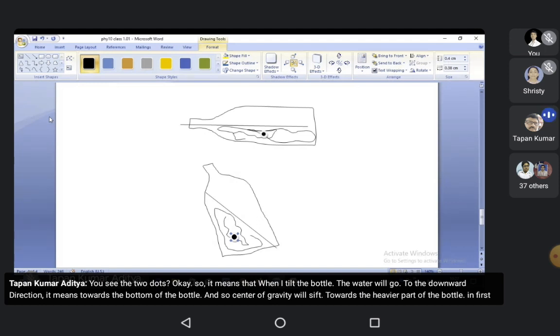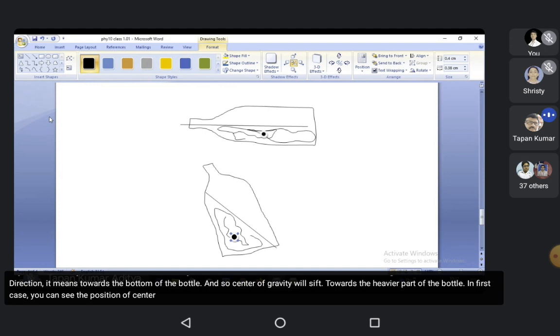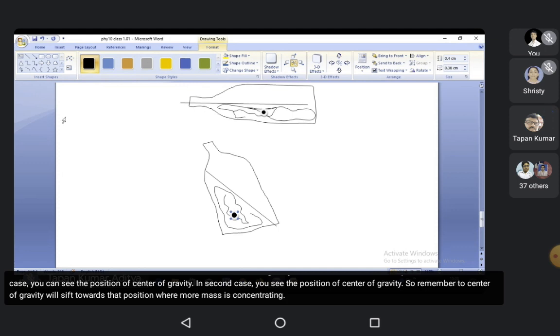In the first case, you can see the position of center of gravity. In the second case, you see the position of center of gravity. So remember, the center of gravity will shift towards that position where more mass is concentrated. Okay? Another example I would like to give.